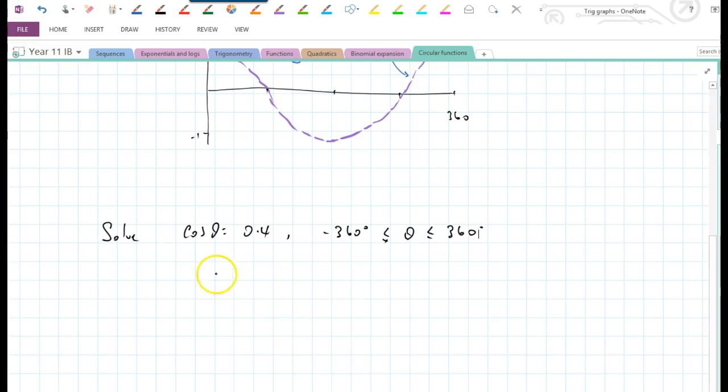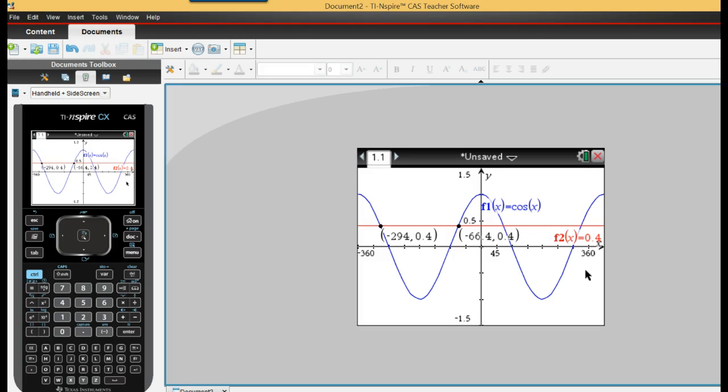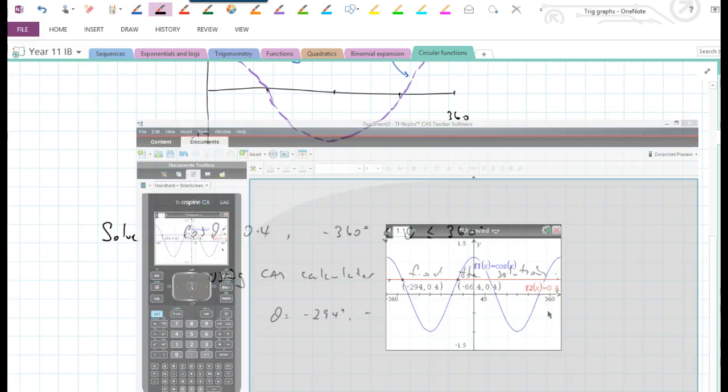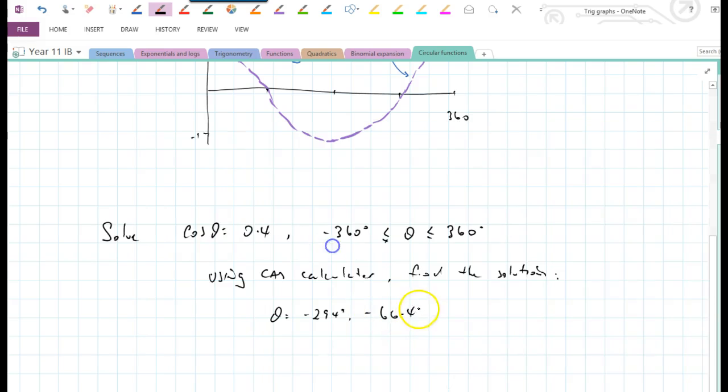So what I'd like you to do is go ahead and, using the CAS calculator, find the solutions. If I could leave that with you, just to save time, we've got minus 294 and minus 66.4. So I'll start you off: minus 294 degrees and minus 66.4 degrees. And then you've got 2 more to find.